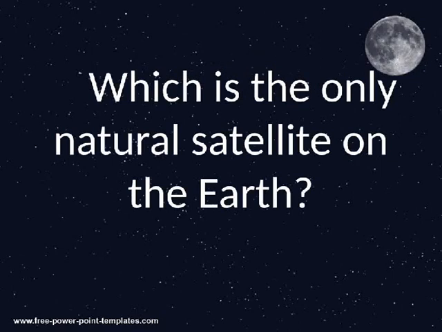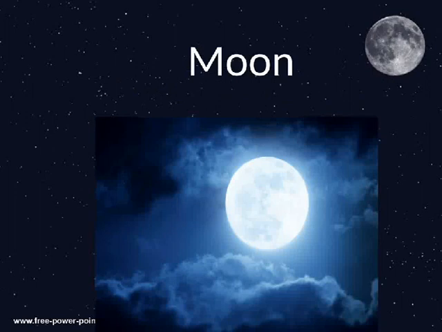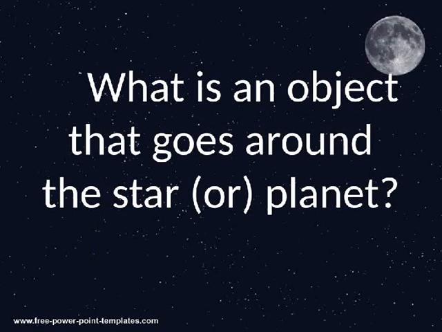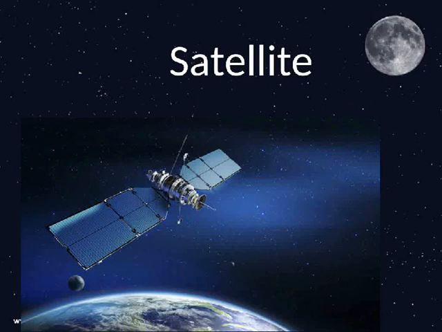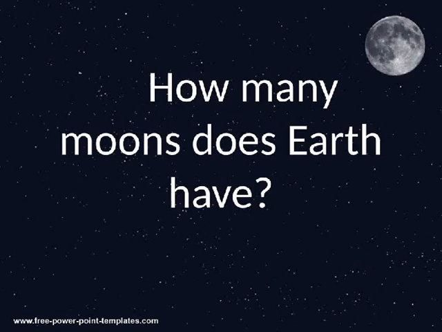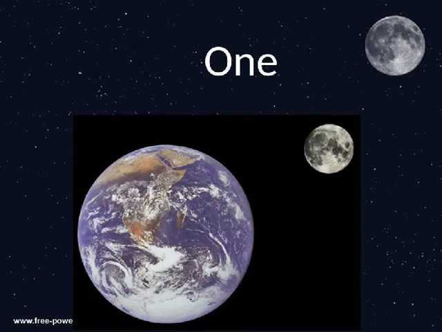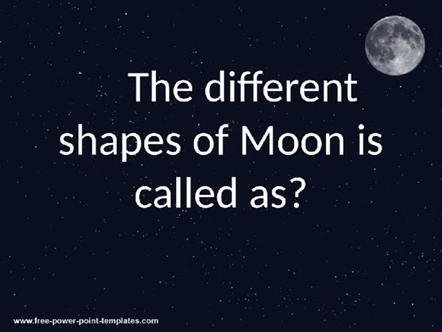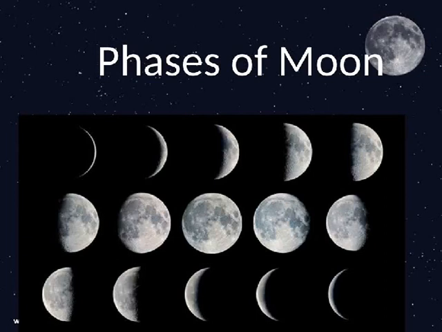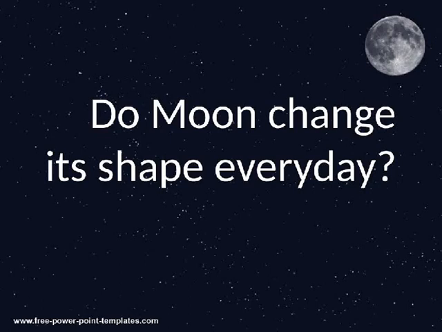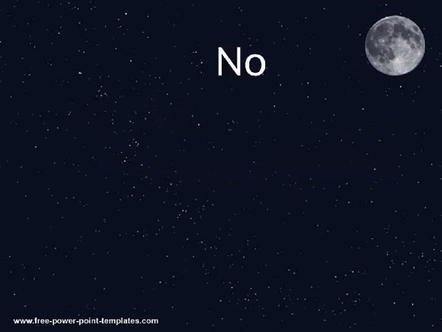Which is the only natural satellite on the Earth? Moon. What is an object that goes around the star, or planet? Satellite. How many moons does Earth have? One. The different shapes of Moon is called as? Phases of Moon. Do Moon change its shape every day? No.